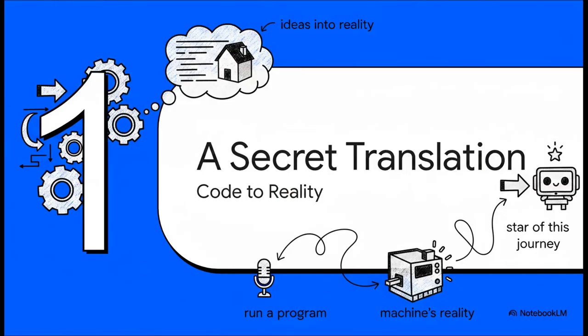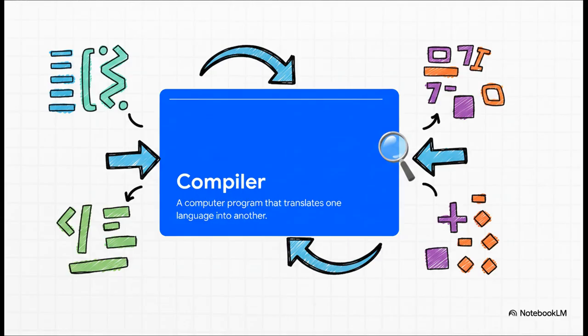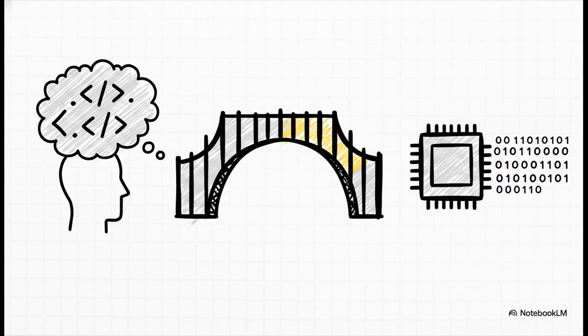Okay, so let's start with this idea of a secret translation, because that's really what's happening. Every single time you hit run, your code starts this amazing journey. And the guide on that journey? That's the compiler. So what is a compiler? Well, at its core, it's a translator. It's a special program that takes one language, say the Python or Java that we write, and translates it into another language. I like to think of it as a bridge.